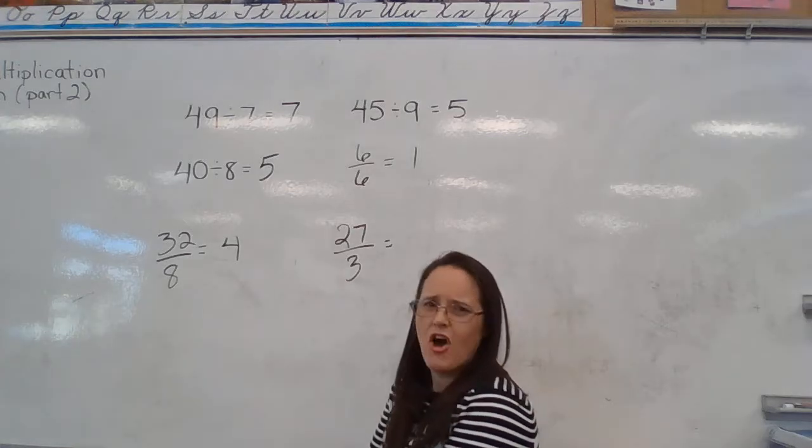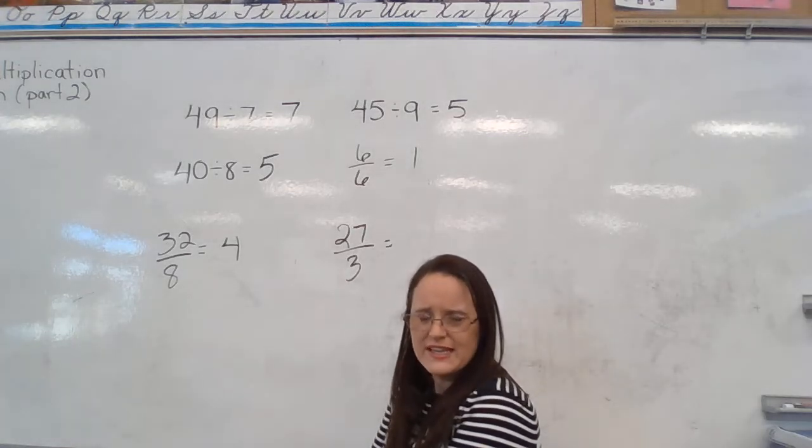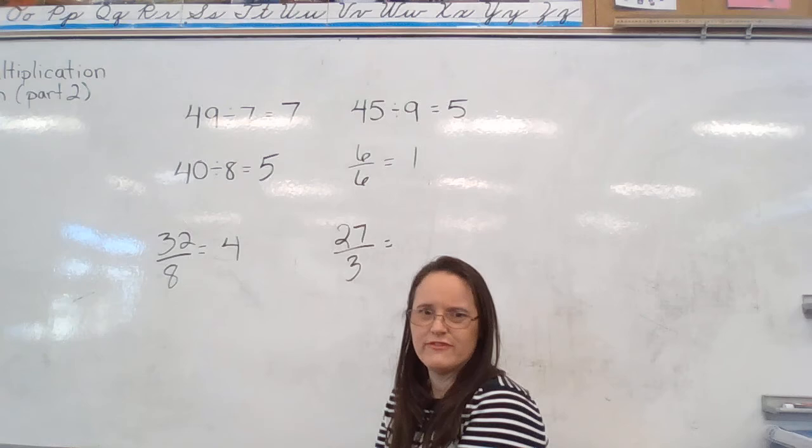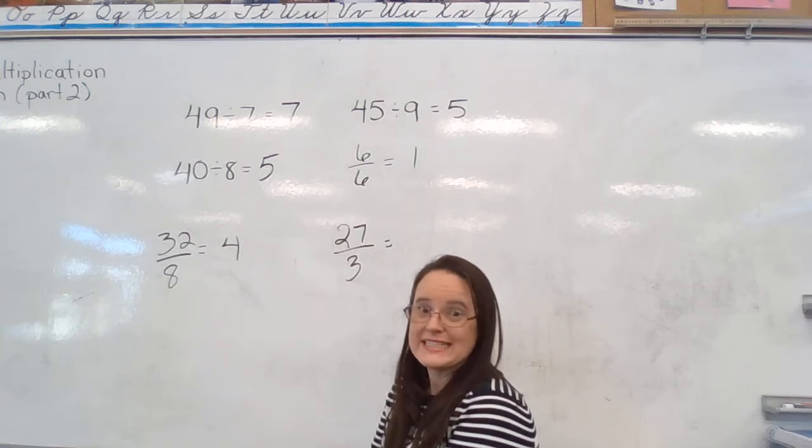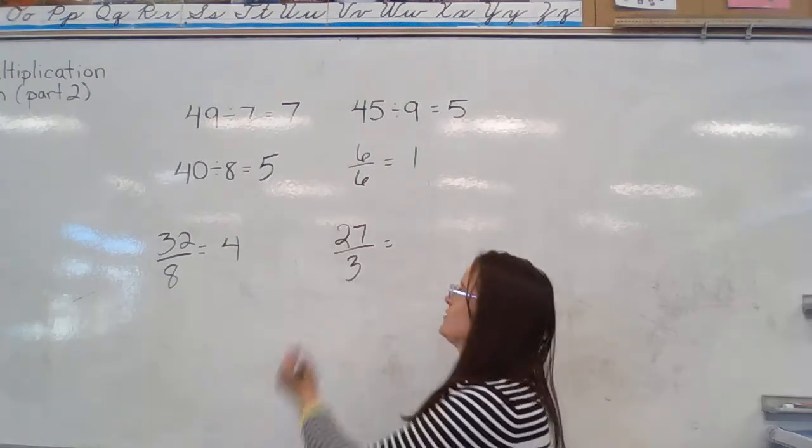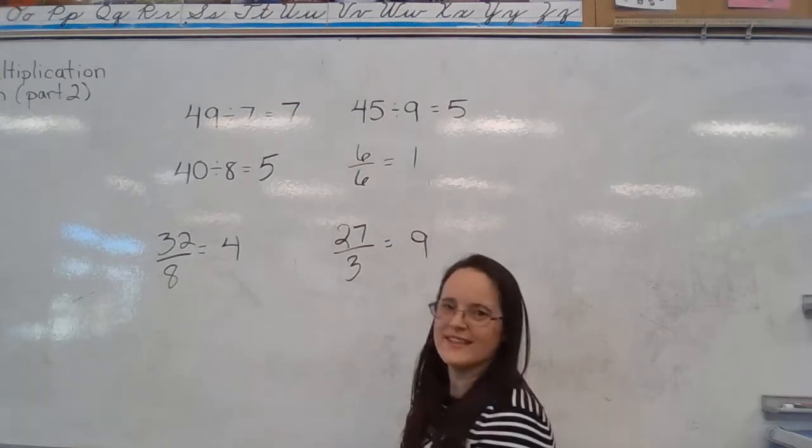And then 27 divided by 3. Man, 27 is awfully close to 30. In fact, it's only 3 away from being 30. So it takes 9 groups of 3 to make 27 instead of 10.